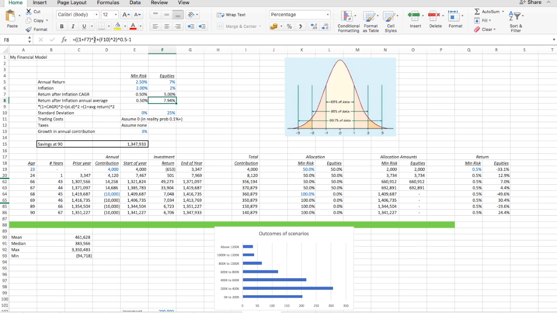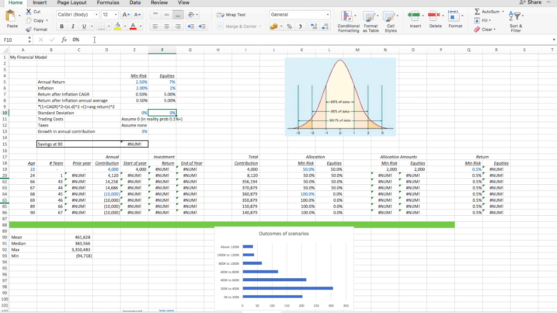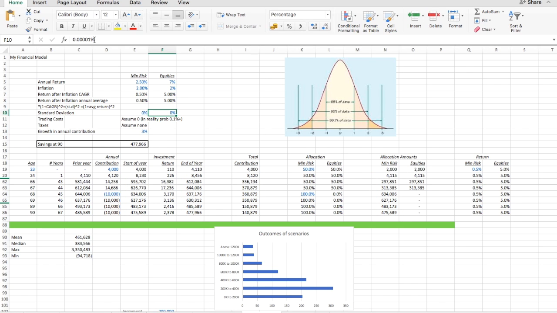So what we see now is that for the minimal risk asset, there's no difference because there's no standard deviation. In the annual average return, the difference is about 3%. So the CAGR is 5, the annual average is almost 8. What we'll see if we change the standard deviation to, for example, 15%, the difference would be smaller. If we made this 0, there would be no difference, right?